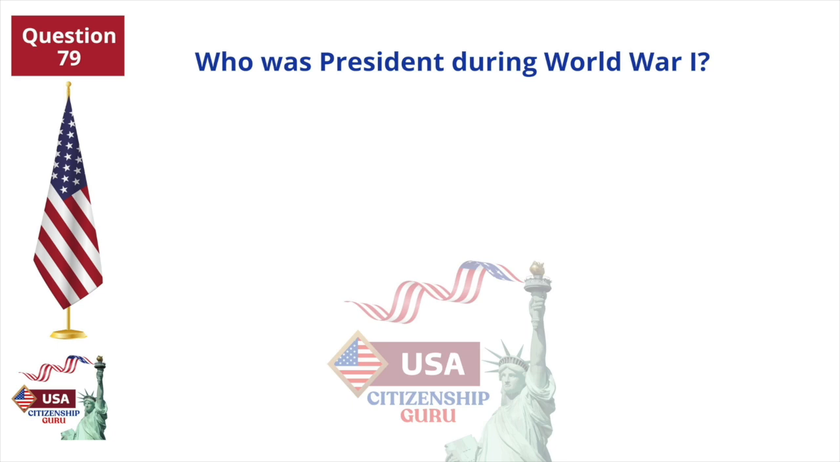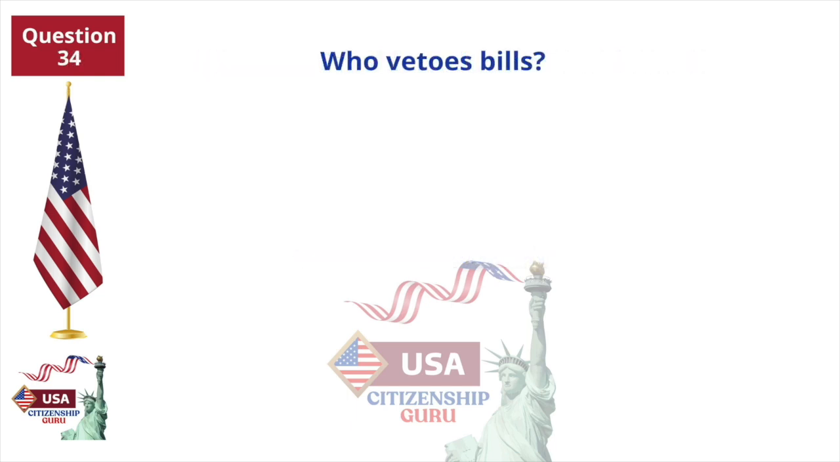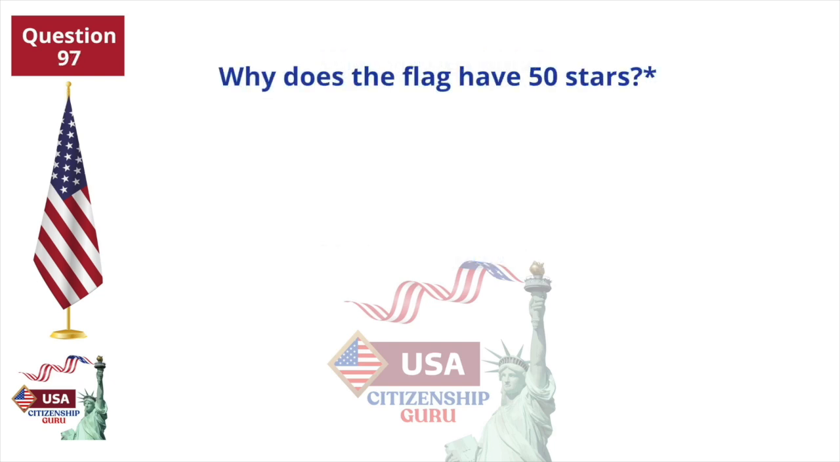Who was president during World War I? Woodrow Wilson. Who vetoes bills? The president. Why does the flag have 50 stars? Because there are 50 states.